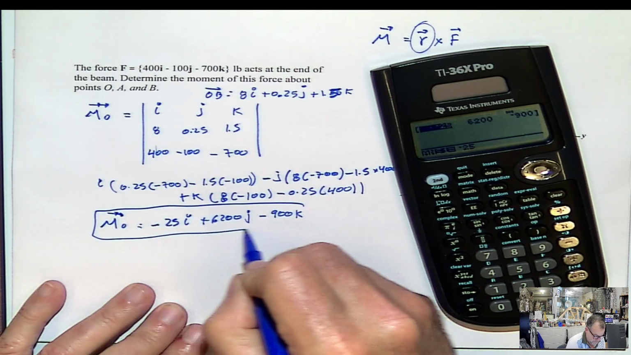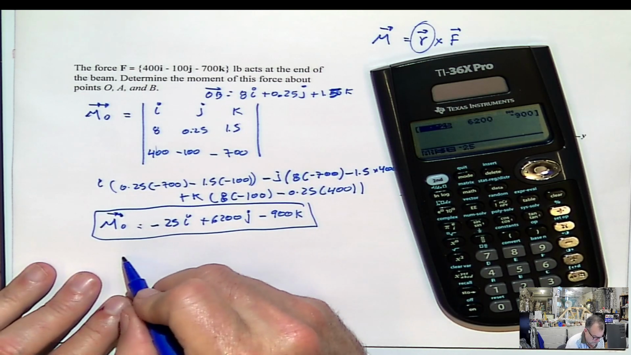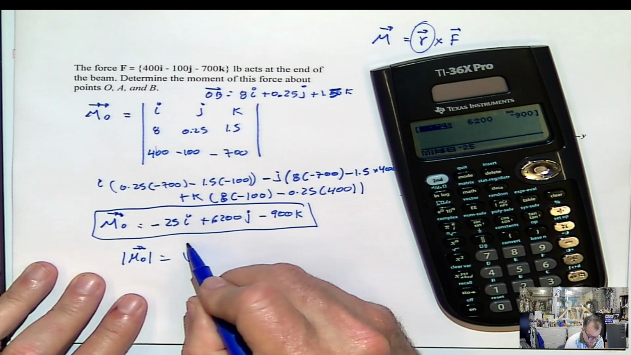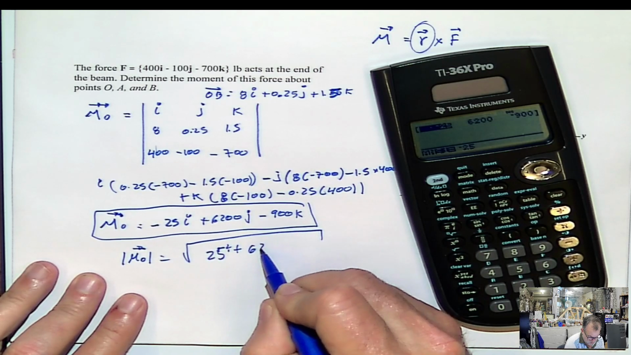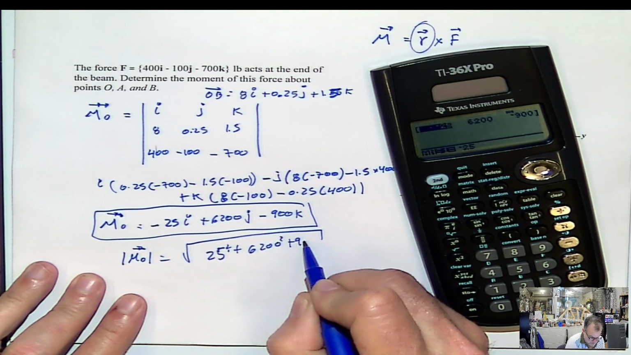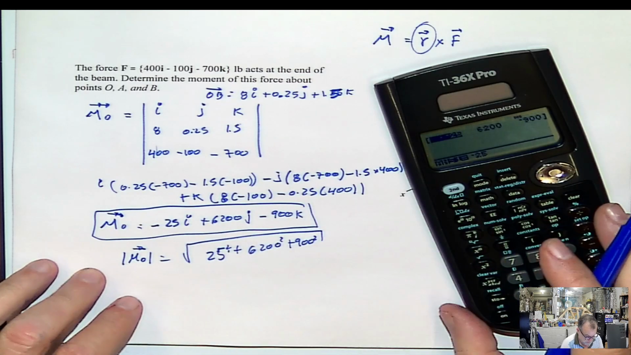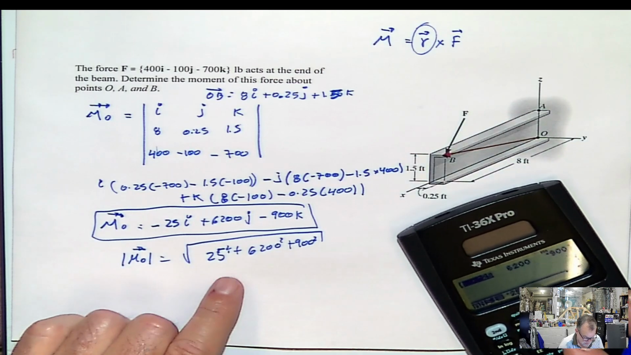That would be the value of the moment. If you need to know the magnitude of the moment, it will be the square root of 25 squared plus 6200 squared plus 900 squared. That will be the magnitude of the moment. The problem is not asking you for the magnitude, but that will be the magnitude.